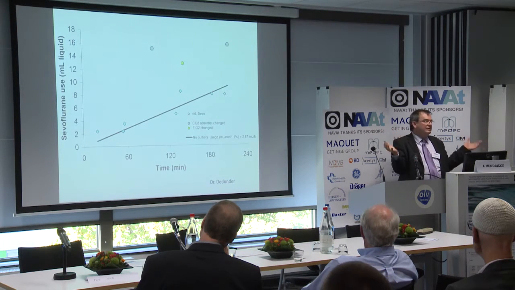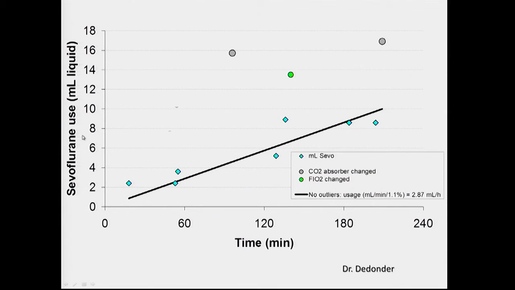I've brought together several techniques and understandings, and I tried to get the most out of the machine. Let's now see how that translates into anesthetic agent usage. So this is time, and this is milliliters of liquid sevoflurane. Look at these here. The average sevoflurane usage per hour is 2.87 milliliters per hour. There are some outliers here.